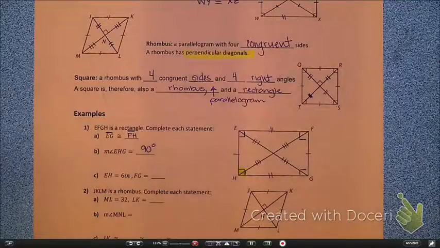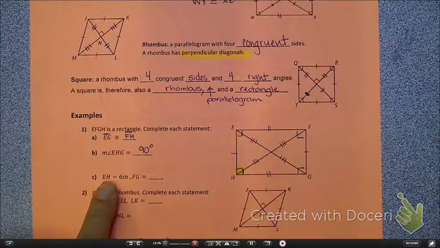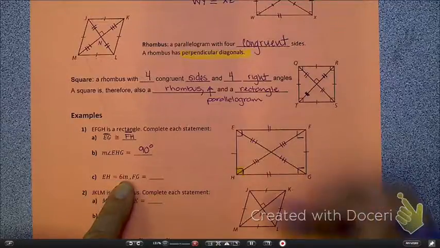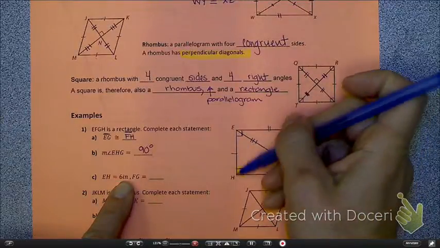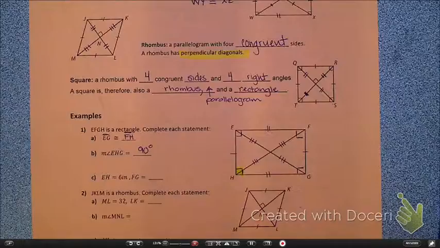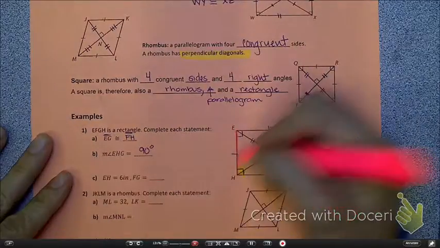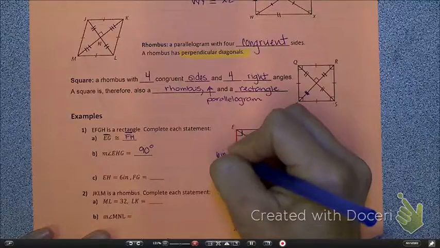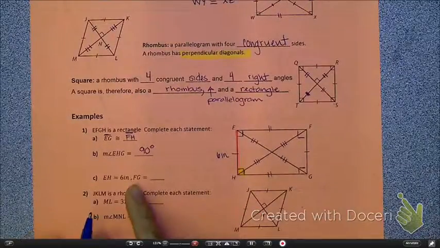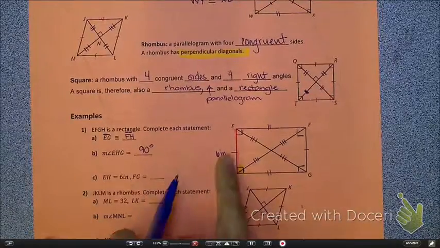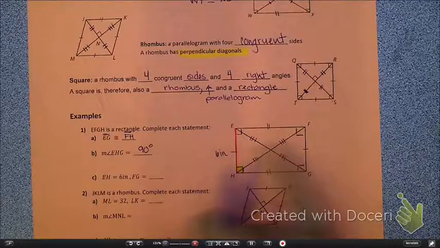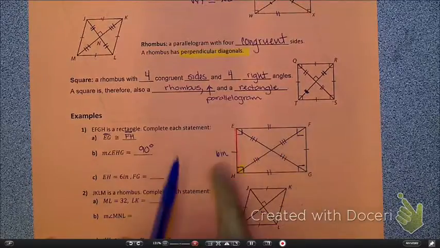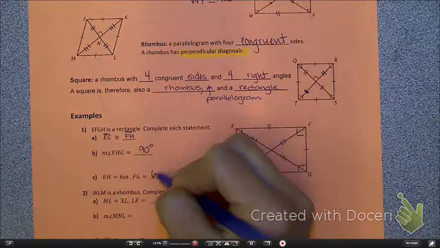All right, and then the last one, segment EH, the length is equal to 6 inches. So I'm going to find EH, which is over here. I'll highlight it for you guys, this segment. Okay, and I'm going to go ahead and fill in that it is 6 inches. And now it wants to know what FG is. Well, let's look where FG is. FG is the opposite side. So this opposite side is going to be exactly the same, so it's also going to be 6 inches.